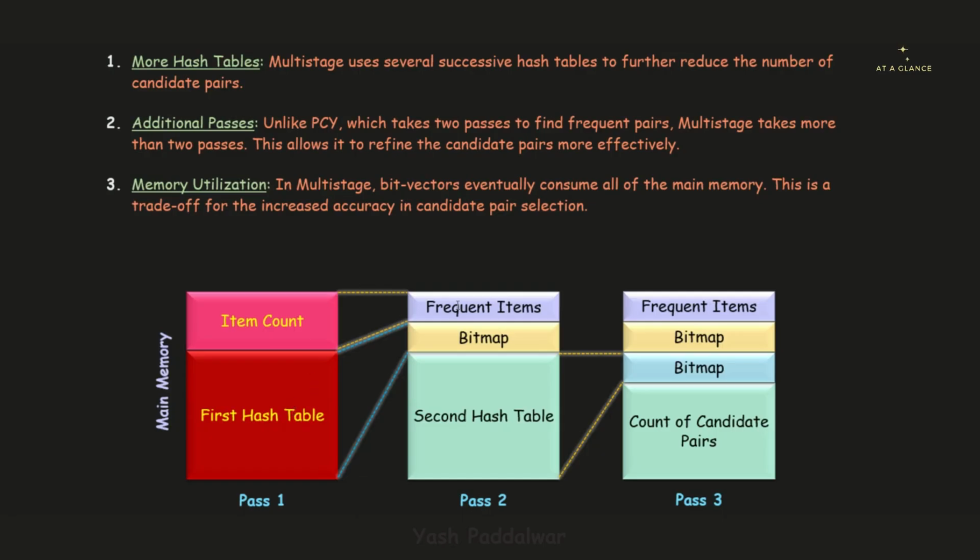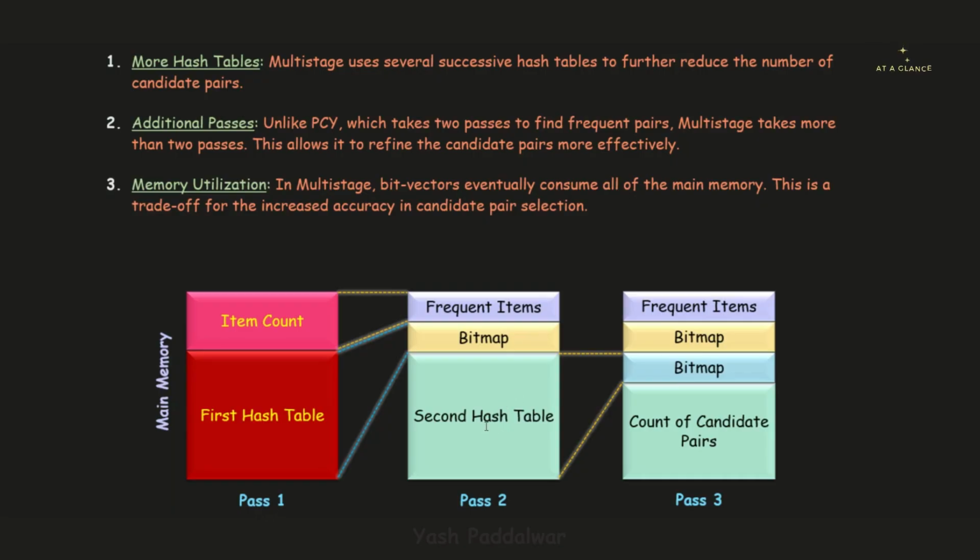Then in the second pass, we create the frequent items out of the item counts which satisfy the minimum threshold condition. And we map the first hash table into a bitmap in the second pass. Now, instead of counting the total number of candidate pairs, we are again going to use one more hash table, that is the second hash table. The use of the second hash table is to reduce the number of candidate pairs. That means the second hash table will make sure that fewer false positives are present inside the set of candidate pairs.